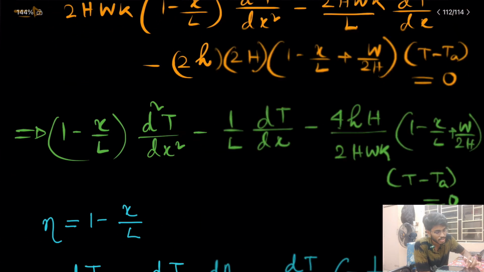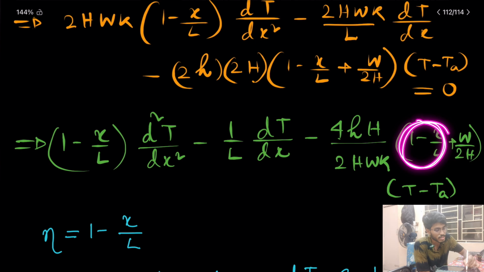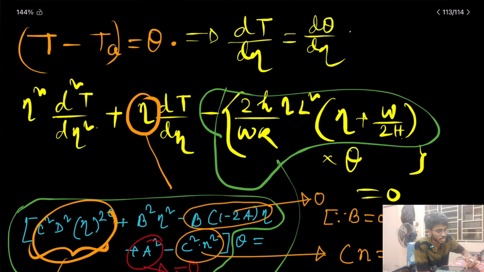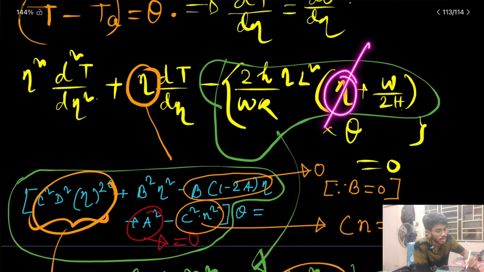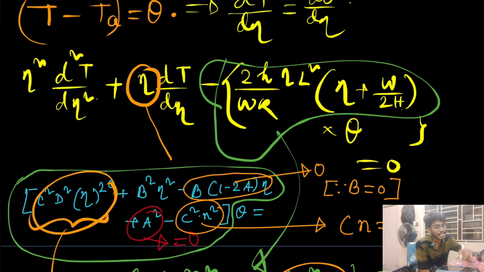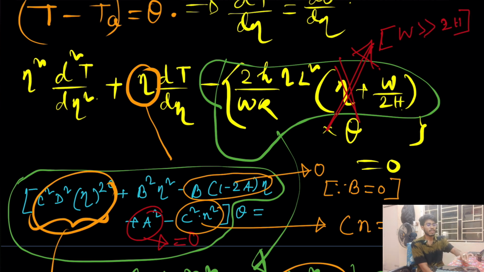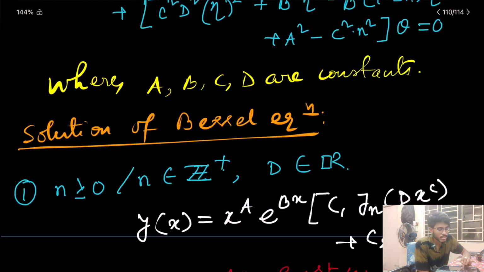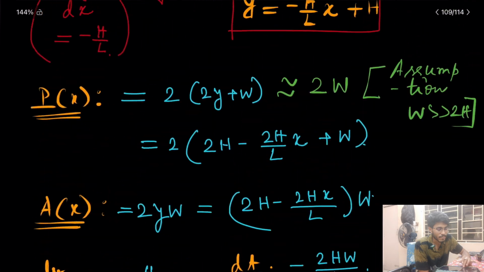That means this part will not be there, this part will not be there, and this part is eta. That means in my final equation this part will not be there. Now if this eta is not there, so for the time being I am not considering this, on the condition only if W is much greater than 2h. I have shown you how it can come, right? Just for the sake of your understanding, I will be showing this again.